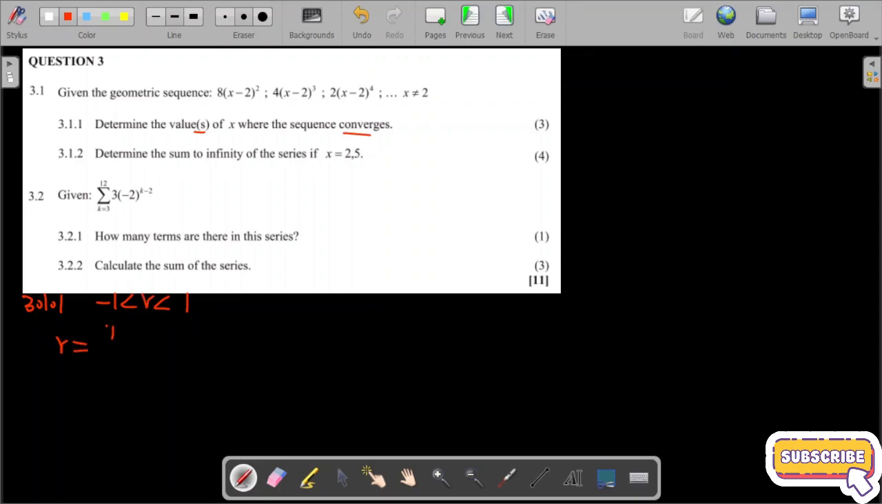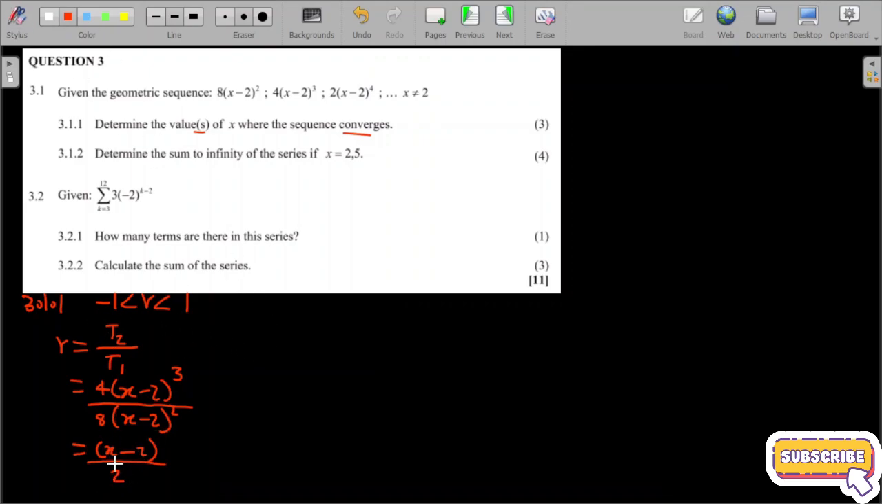So r is equal to T2 over T1, and T2 in this case is 4(x - 2) times 3 over 8(x - 2) squared. Simplifying this, the (x - 2) squared cancels with the 3 part, and 4 over 8 is just 1 over 2. So we are left with (x - 2) over 2. This is my ratio.